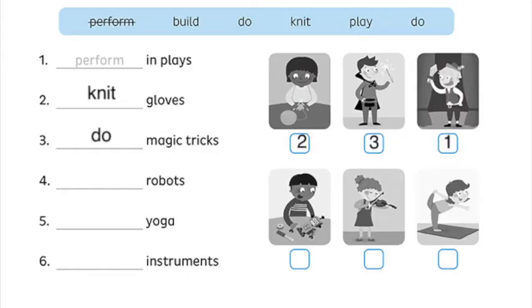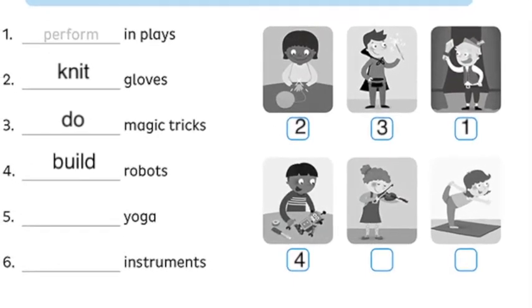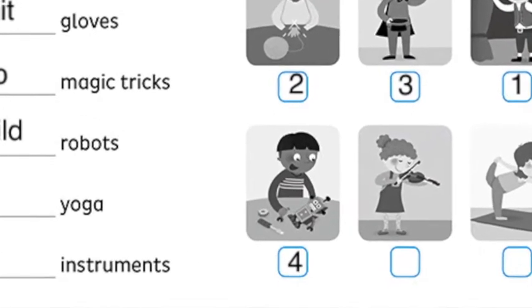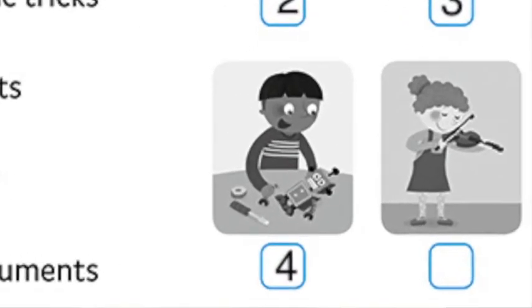Number 3. And number 4. Number 4, blank robots. So what do you do with robots? So that would be build robots. That is correct. Build robots. So go ahead and we write build robots. And we number 4. Which picture would be number 4? It would be the picture with the boy building robots in the robotics club. So you build robots in the robotics club.